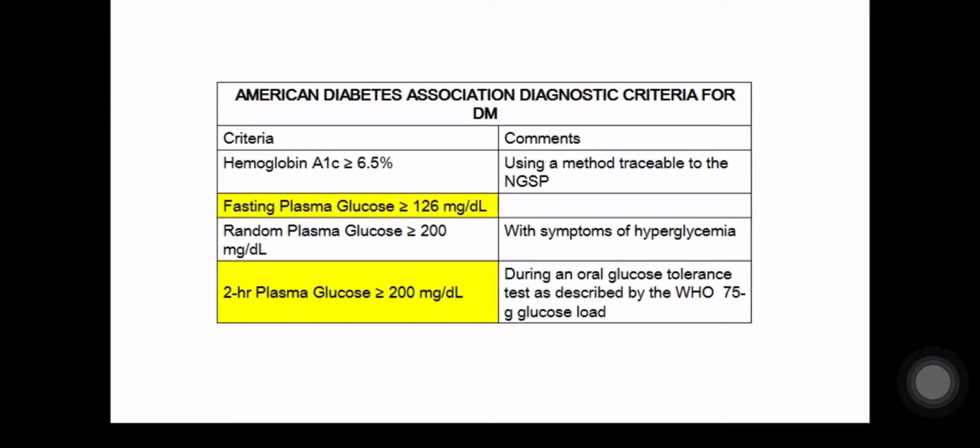Next, the American Diabetes Association set diagnostic criteria for diabetes mellitus. Hemoglobin A1c levels of greater than or equal to 6.5% is a diagnostic criterion for diabetes. Fasting plasma glucose of greater than or equal to 126 mg per dL, a random plasma glucose level of greater than or equal to 200 mg per dL, and lastly, a 2-hour plasma glucose level of greater than or equal to 200 mg per dL.